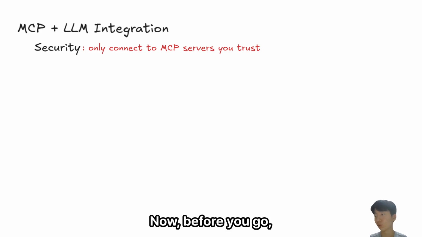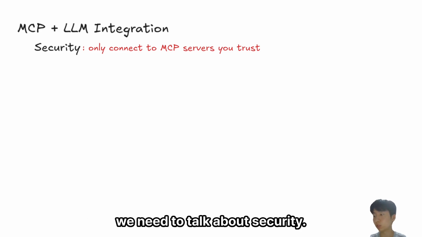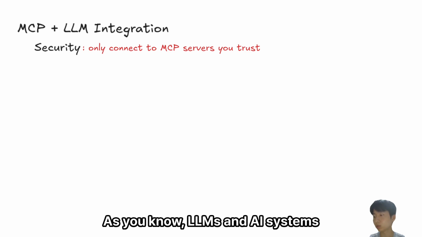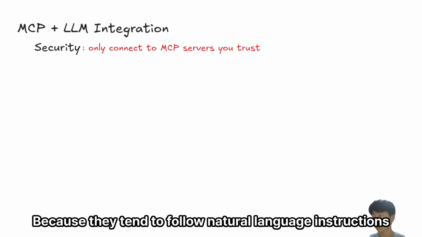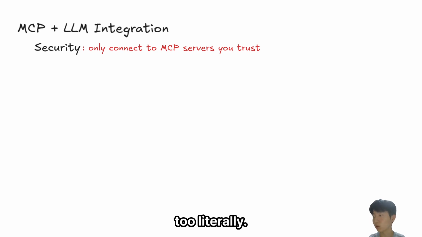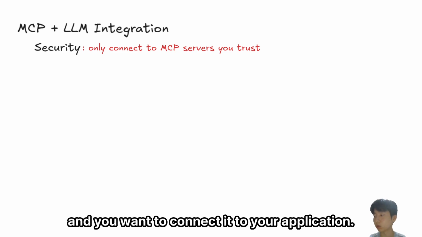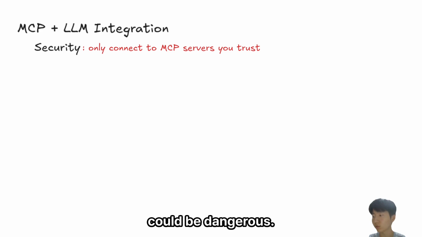Now, before you go wide connecting random MCP servers, we need to talk about security. The most important principle is only connect to MCP servers you trust. As you know, LLMs and AI systems are increasingly vulnerable to security risks because they tend to follow natural language instructions too literally. Imagine you come across a really interesting MCP server and you want to connect it to your application. The danger is that the MCP server itself could be dangerous.